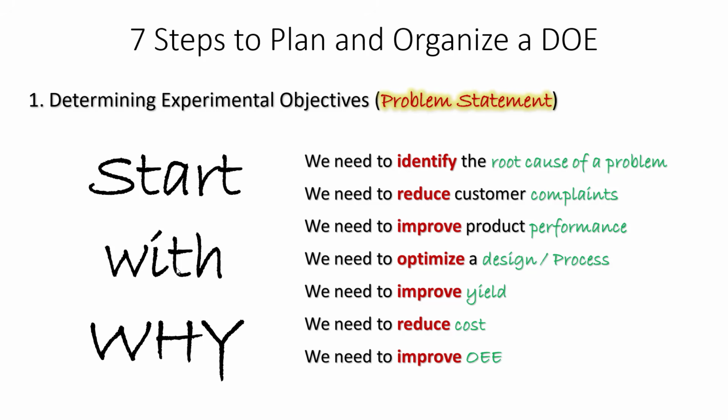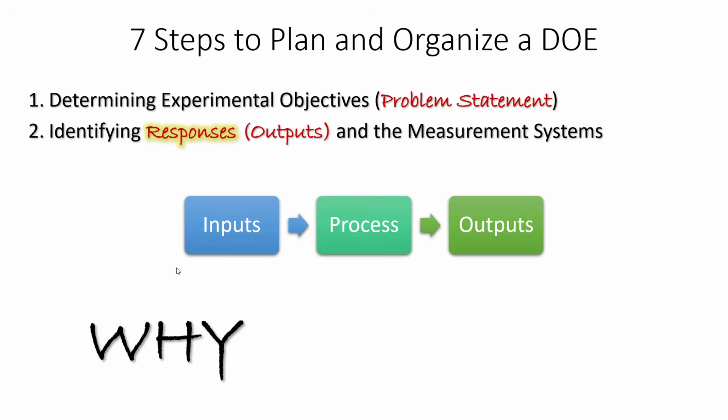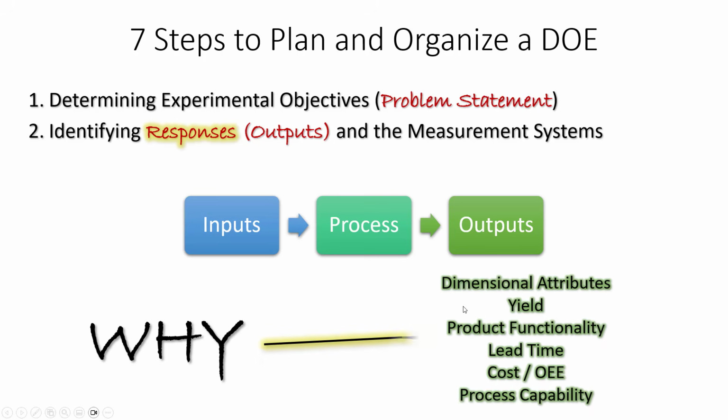If you're going to design a DOE, number 1 is make sure you and your team understand the experimental objective. Why are we doing a DOE? What is the problem that we're trying to solve with this exact experiment? And based on that experimental objective, you can identify the response variable that you're going to measure at the conclusion of your DOE, along with the measurement systems that you're going to use to measure those outputs. And those outputs can be anything: dimensional attributes, yield, lead time, cost, process capability, all that should be based on your why. We are running this experiment to understand the root cause of our problem, to optimize our process, to improve OEE, to reduce lead time. All of the outputs that you measure should be based on your why.